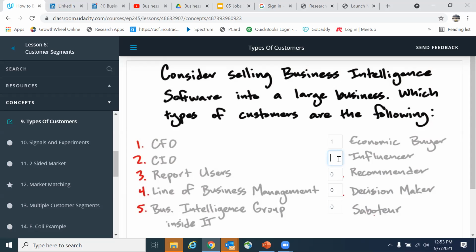Okay, since there is a CIO there, the CIO probably is the decision maker. There you go, CIO. Eliminate the option. Okay, let's start with this. First, the CFO is the economic buyer. Okay, number 2, CIO. CIO is probably the decision maker. It has to be brought to him. That makes sense. Now, how about the report users?